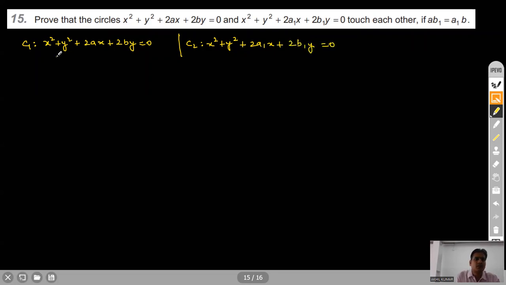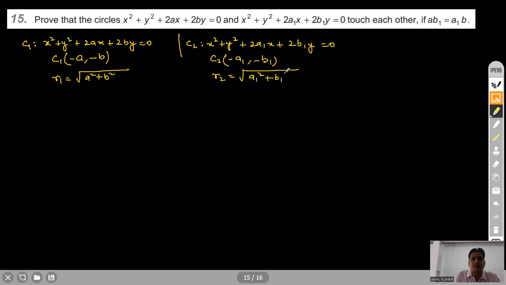Okay. So what is the center for this? This will be minus a comma minus b, right? And what will be the center of this circle? It will be minus of a1 comma minus of b1. And what will be the radius of this circle? No constant term here, so it will be under root of a square plus b square. And here it will be under root of a1 square plus b1 square.